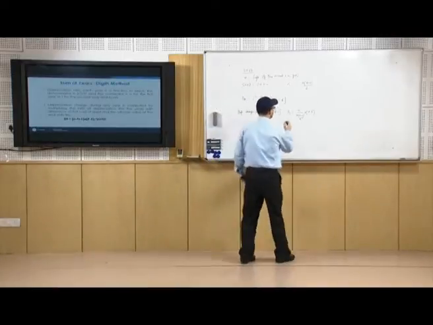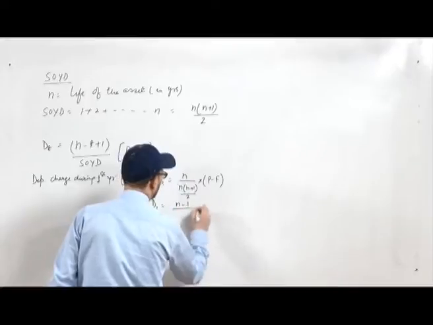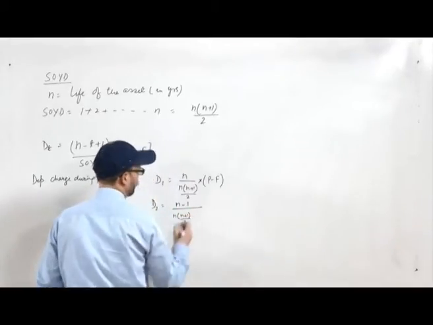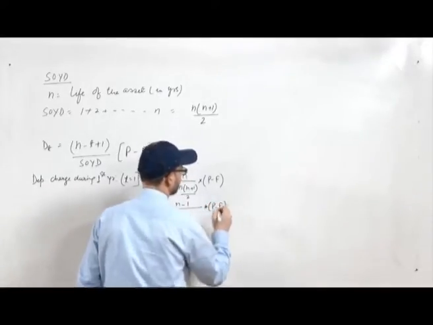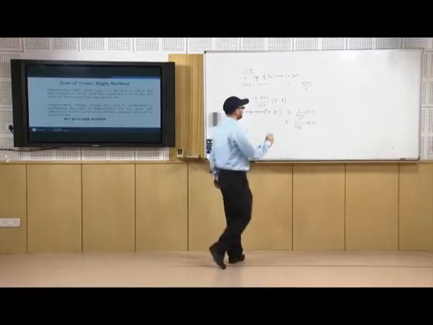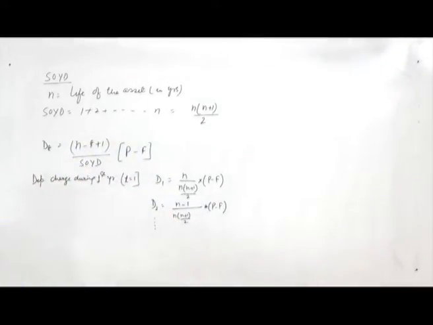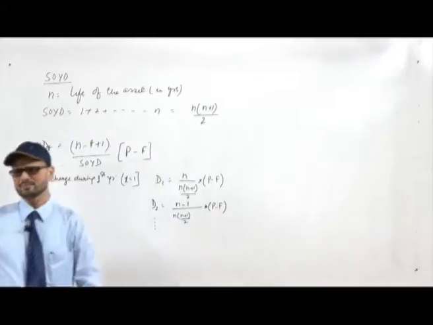Similarly, d2 will be n minus 1 upon n into n plus 1 by 2, into P minus F. This way you go and you can find that in the final nth year it will be nothing but 1 by n into n plus 1 by 2, into P minus F.